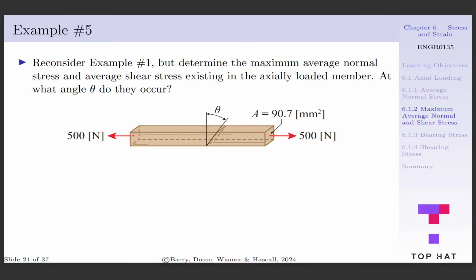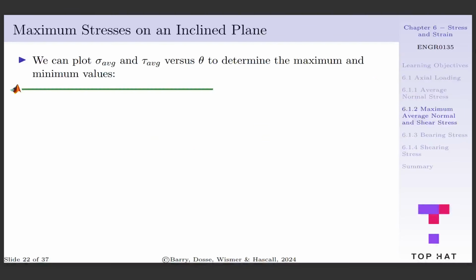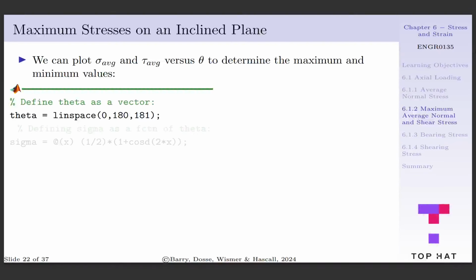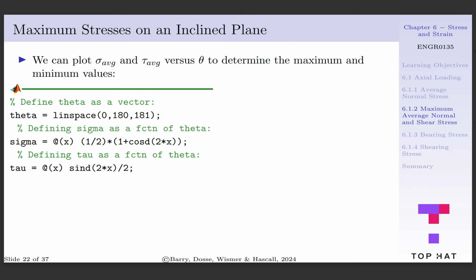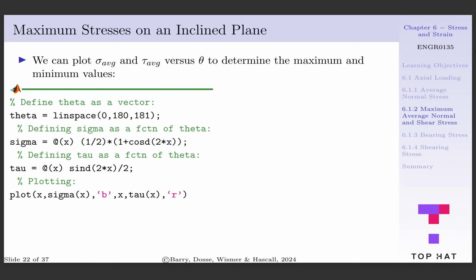With this in mind, let's reconsider example 1, but instead we'll determine the maximum average normal and shear stress existing in the axially loaded member and what angle theta these occur at. To find this, we can plot our average shear stress and our average normal stress versus theta from 0 to 180 degrees in MATLAB. We'll define theta, then we use our equation for average normal stress on an inclined plane to define sigma as a function of theta. We use the equation for shear stress to define tau as a function of theta. And lastly, we plot these values on a graph.